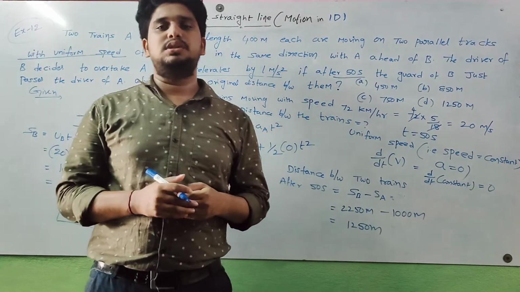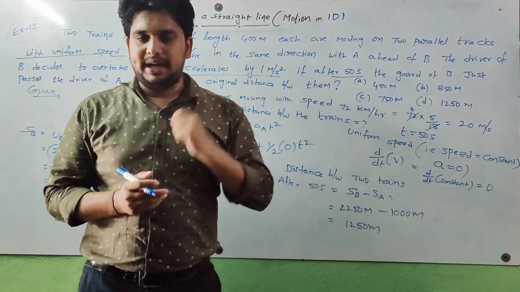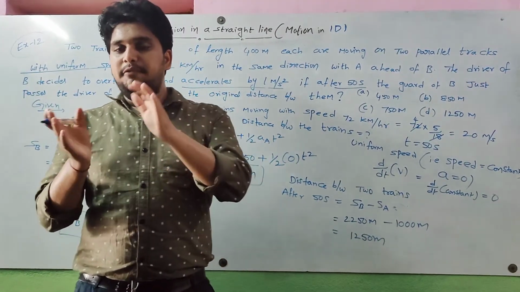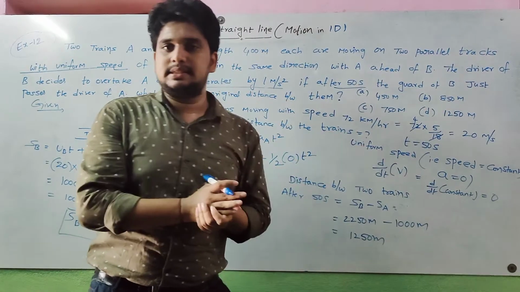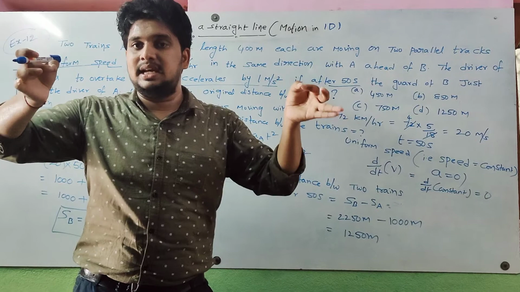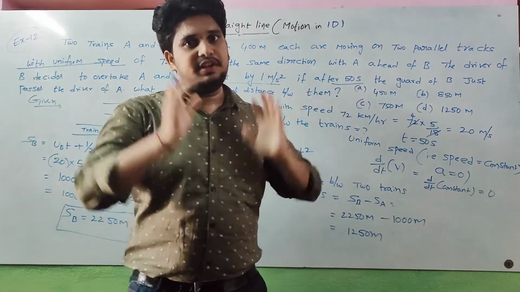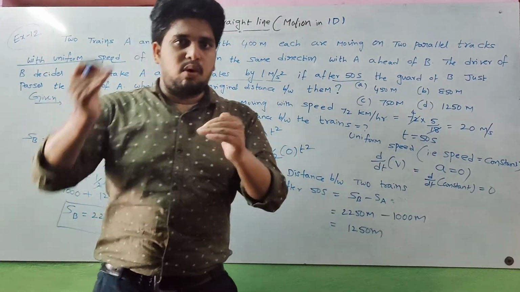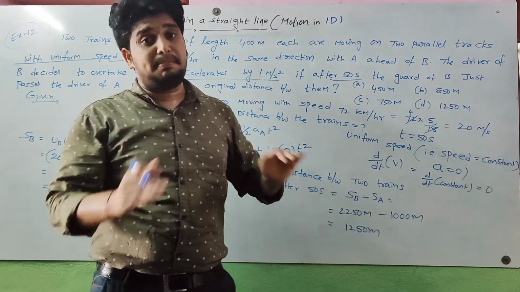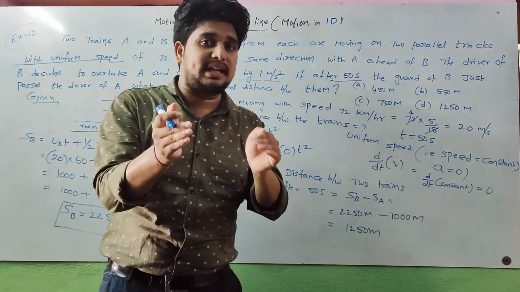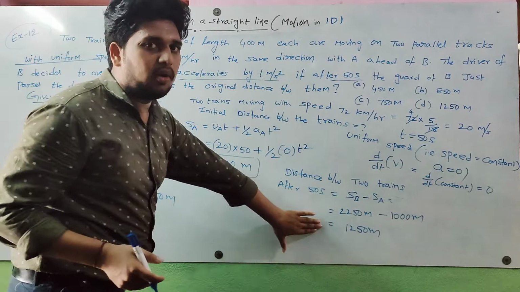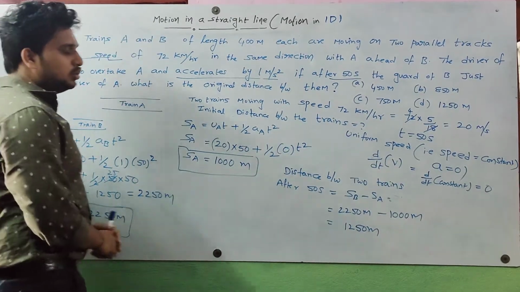What do we need to find in our question? We need to find the original distance between the trains. That means before B overtakes, what is the initial distance between the trains? If B overtakes A, then the distance between the trains is 1250. But before overtake, what is the distance between the trains, that we need to find. So this is the after-overtake distance. Then before overtake, how do we find it?